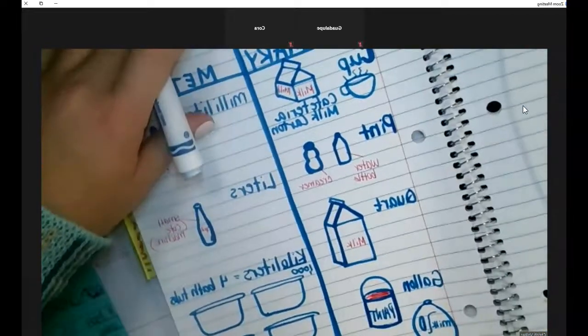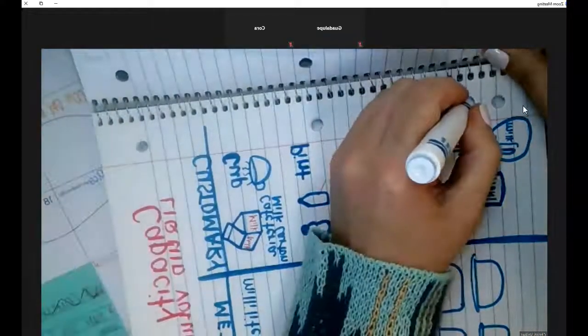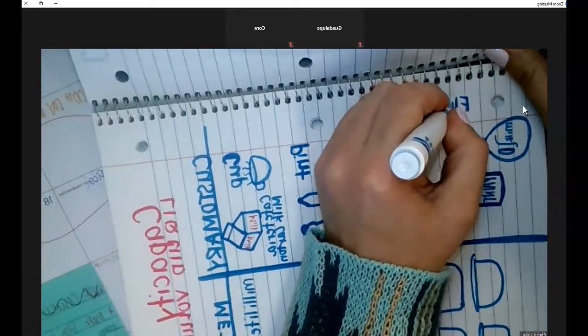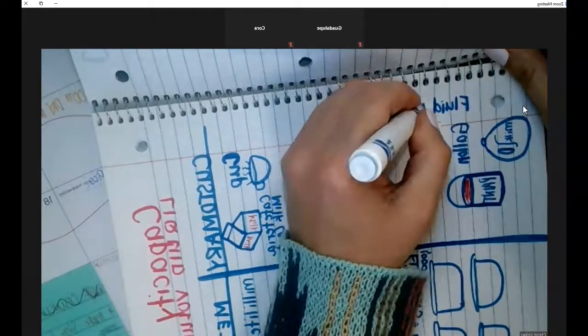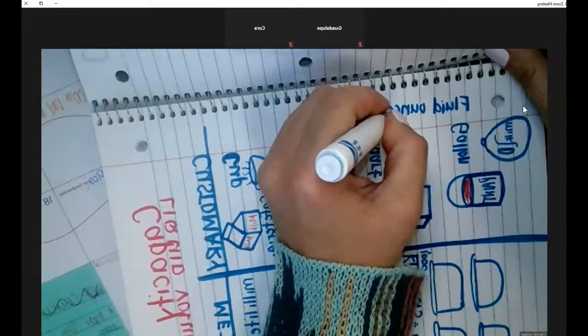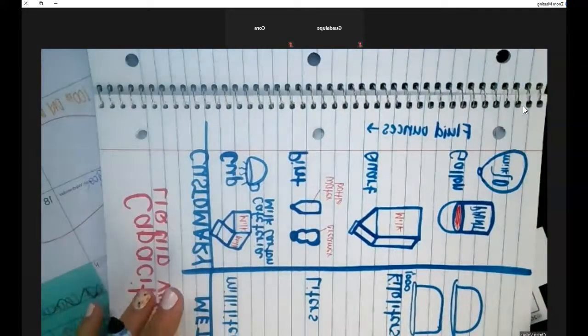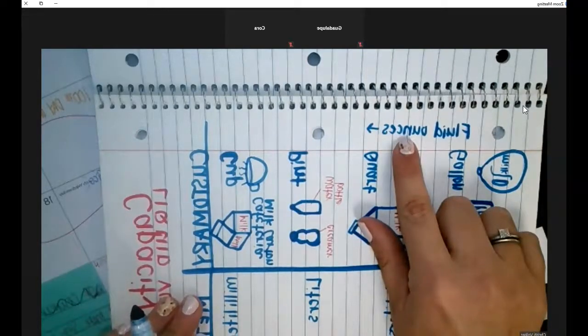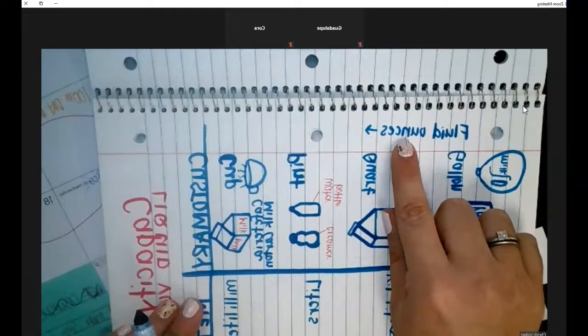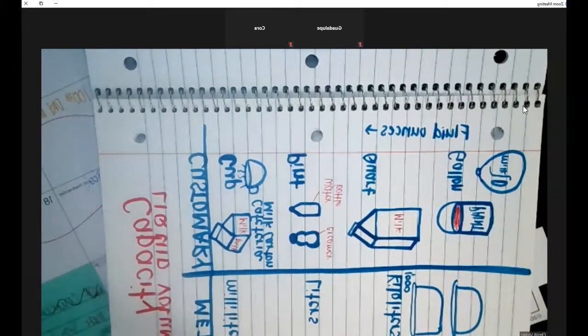So if you don't have room at the bottom, which I don't, I'm going to turn it sideways and put fluid ounces. Why do I have to say fluid in front of it? Does anybody know why? Why am I saying fluid and not just ounces? Bryson? Because it's a liquid, and we also have ounces when we're talking about weight, which we talked about yesterday. There's ounces in a pound, and there's ounces in a cup.